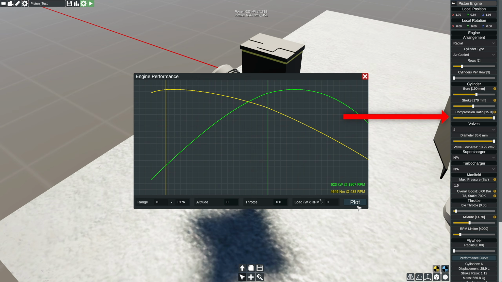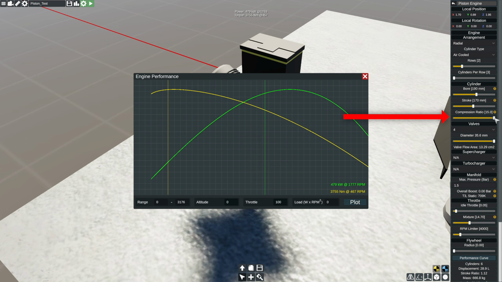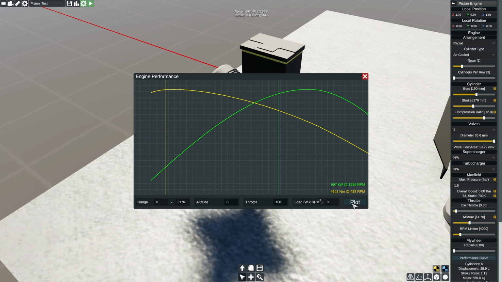The compression ratio is the ratio between the cylinder and combustion chamber volumes when the piston is at the top and bottom of its stroke. A higher value can generate power more efficiently and effectively, but too high of a value will lead to preignition or overheating in some cases.